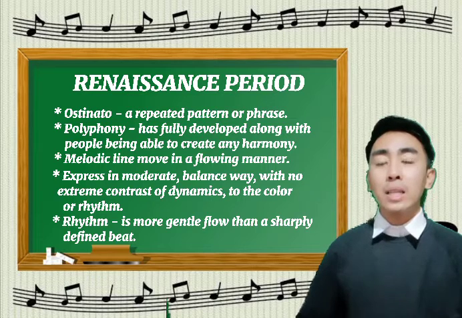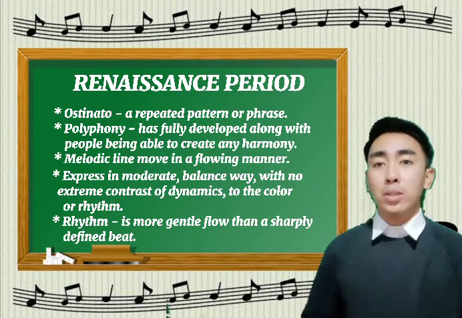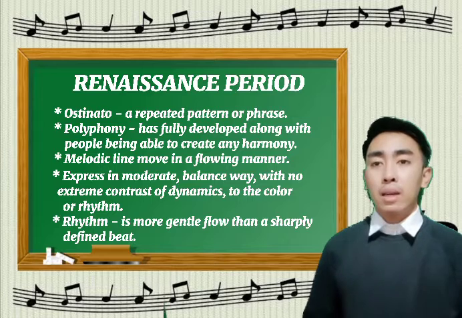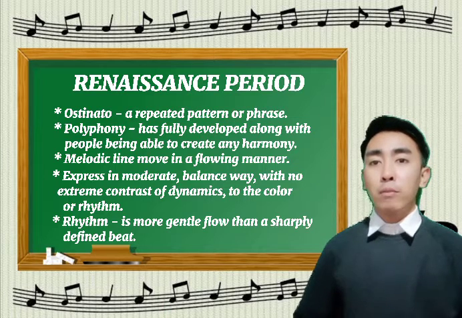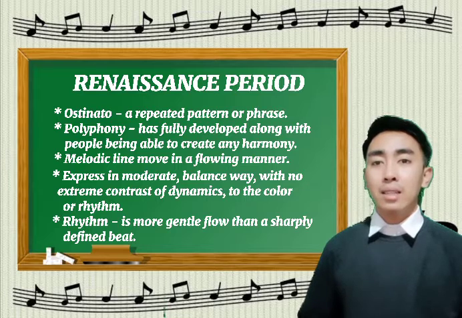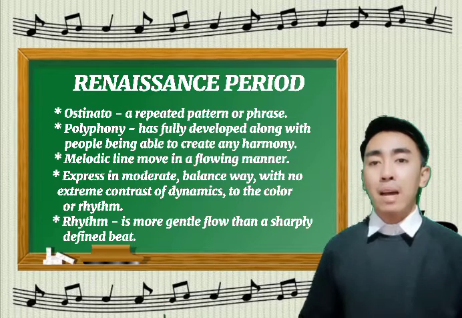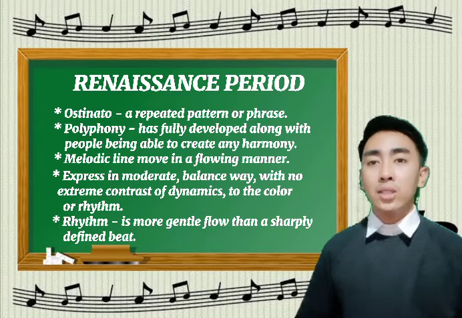Polyphony was fully developed, along with people being able to create any harmony. Melodic line moves in a flowing manner, so this describes the melody of Renaissance music, expressed in a moderate, balanced way with no extreme contrast of dynamics, color, or rhythm.